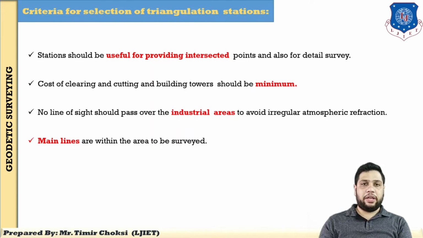So carefully establish the line of sight. No line of sight should pass over an industrial area, to avoid irregular atmospheric refraction, so the correction will be less. So you should consider a site where the line of sight does not pass over an industrial area. And last, the main lines are within the area to be surveyed. So this is the criteria for selection of the triangulation station.